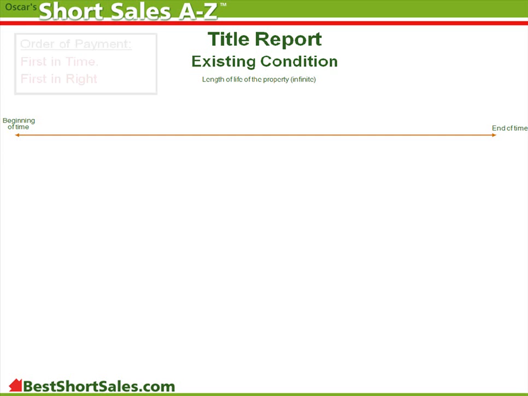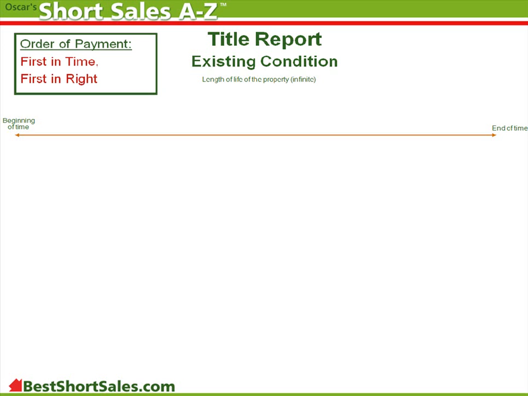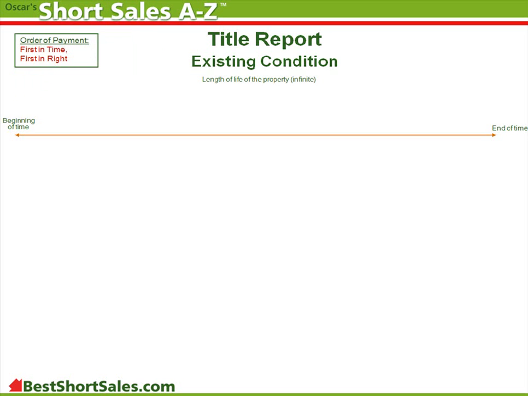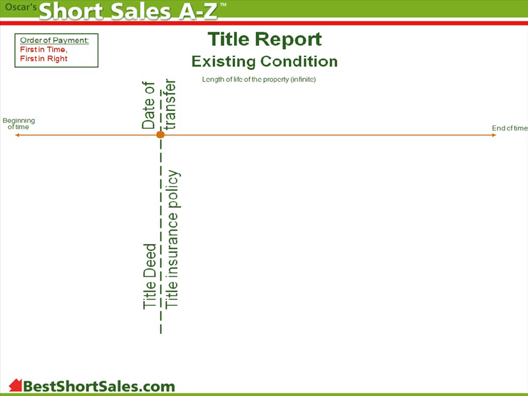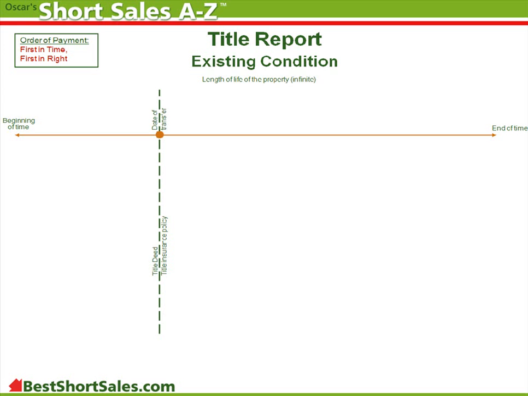In a foreclosure, the order of payment is based on seniority. First in time, first in right. For title report purposes, the date of title transfer is the most defining event. The date of transfer is when a buyer officially becomes an owner. The buyer has title over the property, and better yet, obtains a title insurance policy. The evidence of ownership is one of the several types of title deeds.